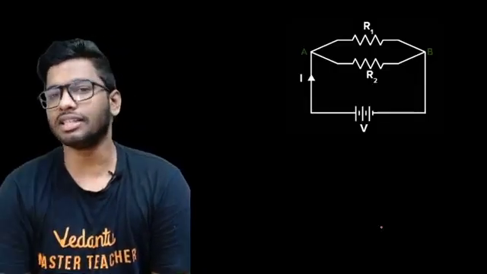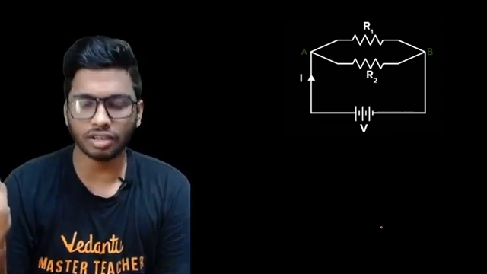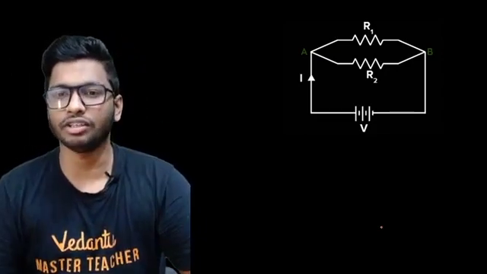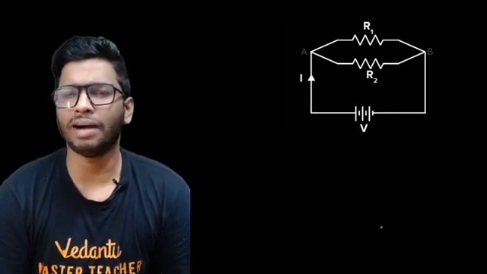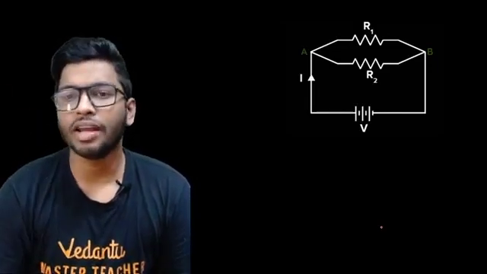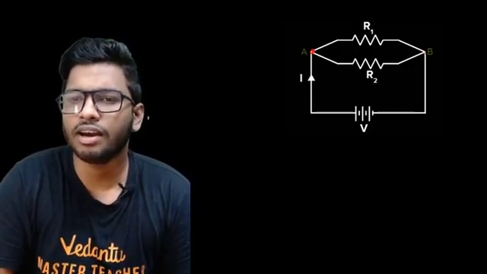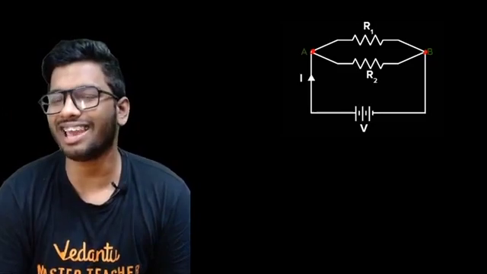So let's assume this, guys. Let's assume that R1 is resistor 1, R2 is resistor number 2, and you're creating a potential difference by connecting a battery with a voltage V, and the current is flowing through it, which is denoted by I. So we're going to name these 2 points as A and B. These are the 2 points where the 2 resistors are meeting, that is A and B.